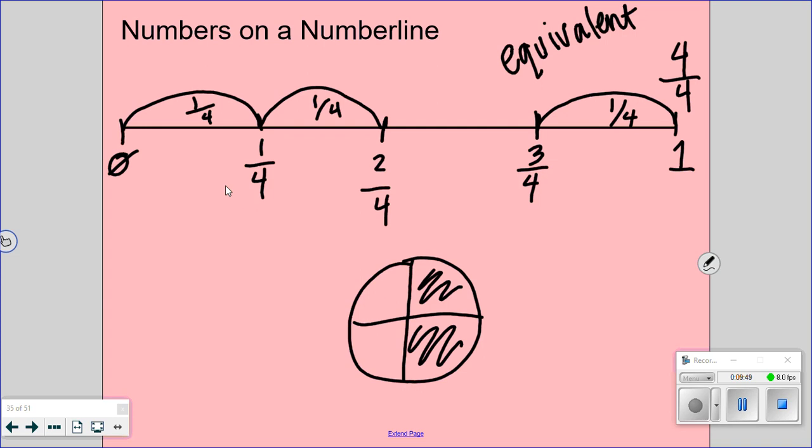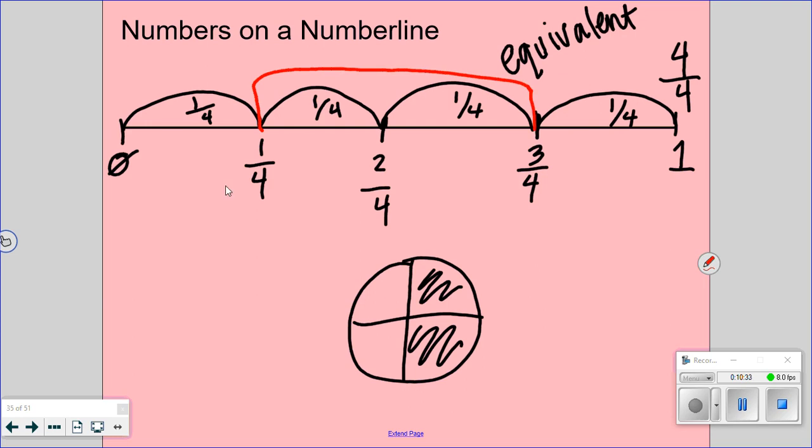What if, all right, I was at 2/4 and I wanted to get to 3/4? How far would I need to go? I would just need to go 1/4. Let's do a tricky one. All right, Callie. I'm at 1/4, but I want to get to 3/4. How far do I need to go? 2/4. That's my jump. 2/4.